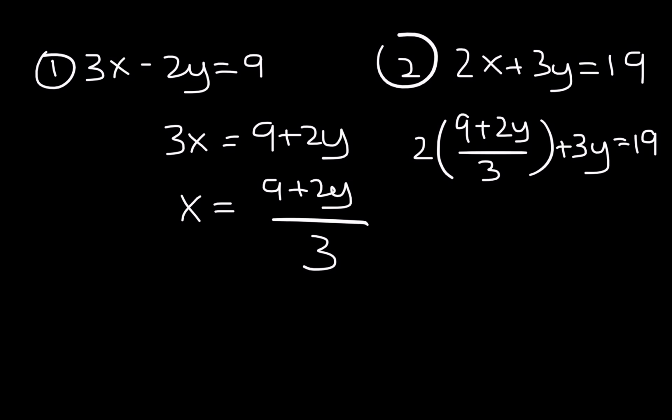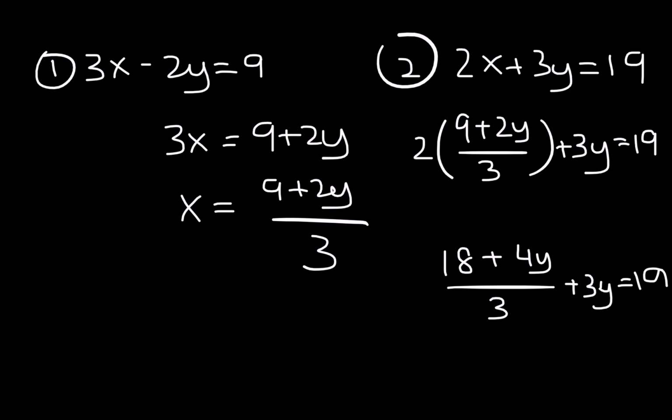Okay, we're almost there. Now let's just expand this bracket again. So we get 18 plus 4y, divided by 3, plus 3y is equal to 19. Now, one problem we have is that there's a fraction here, and fractions are ugly. So we can multiply everything by 3 to get rid of the fraction. In other words, we're multiplying both sides by 3. So you get 18 plus 4y plus 9y is equal to 19 times 3, which is 57.